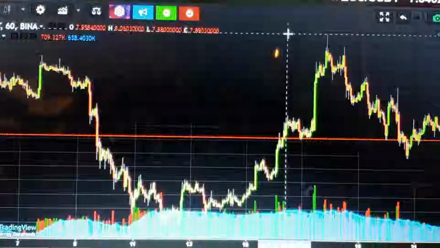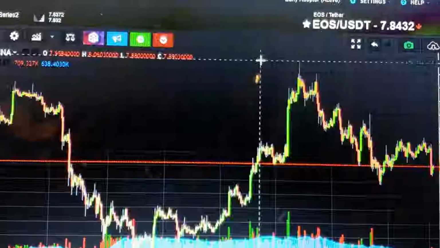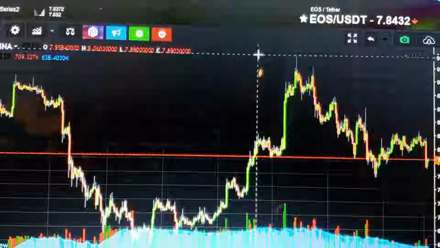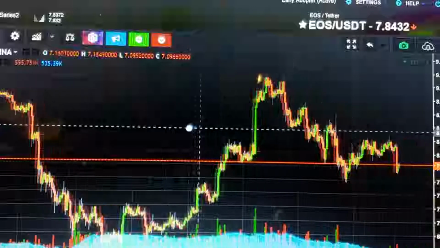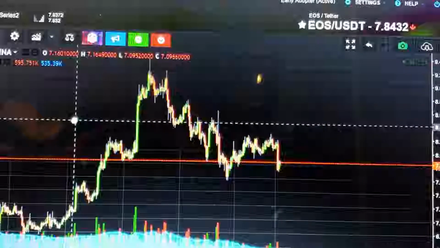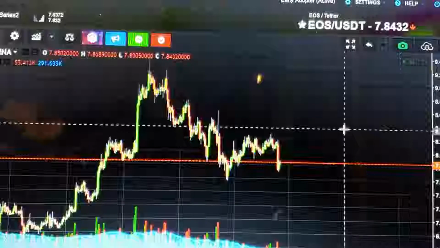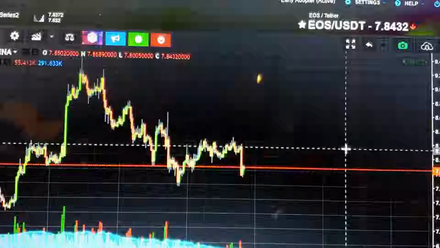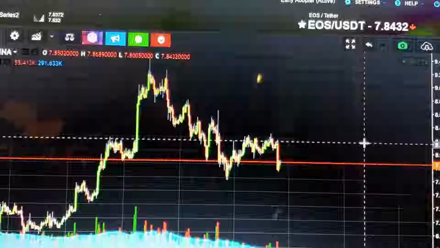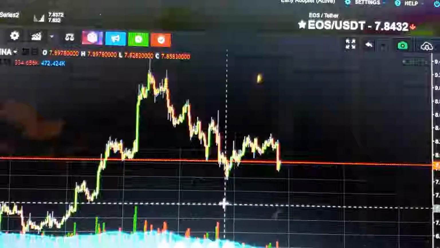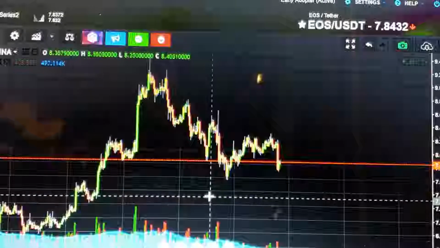Alright, let's see if I can move this over a little bit. Like that, let's try that. Alright, so what do I look for? Hopefully the green's not too bad.